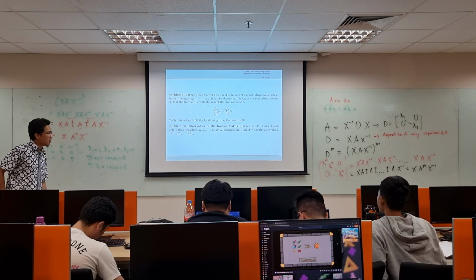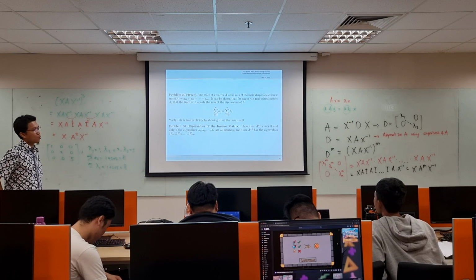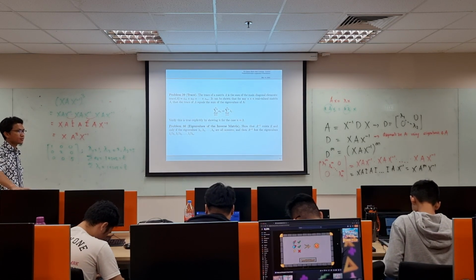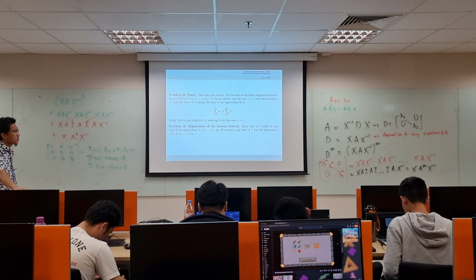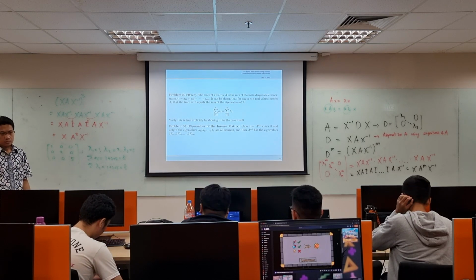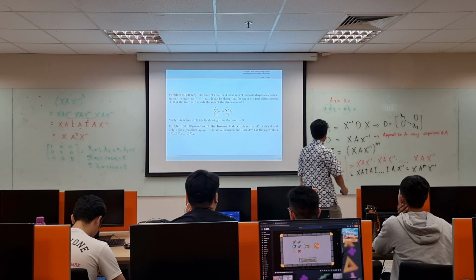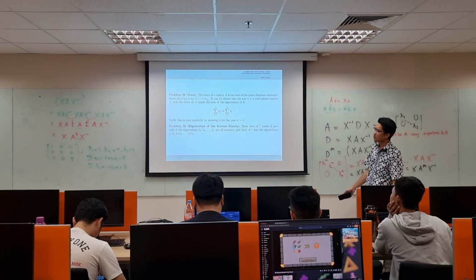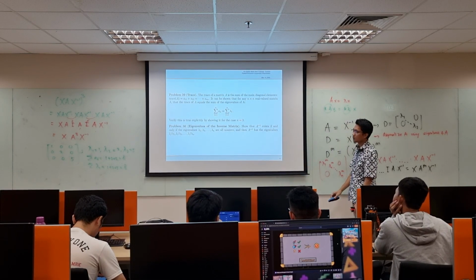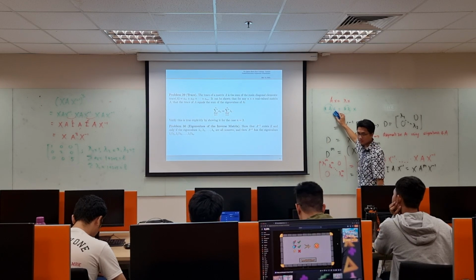A inverse exists if and only if the eigenvalues are all non-zero. How to show? It must be singular, right? No. A must be non-singular. A inverse exists. This is non-singular.